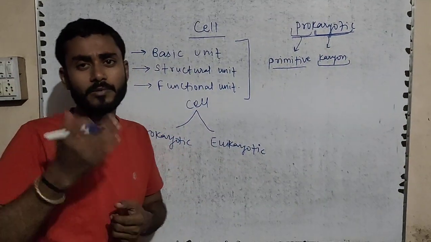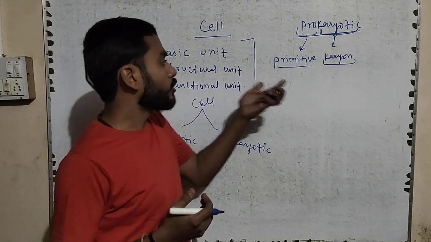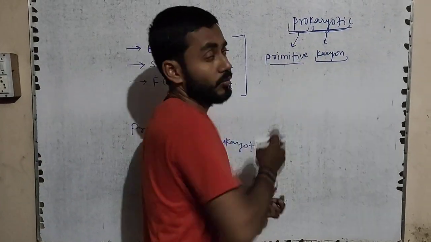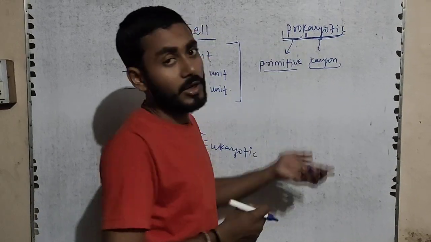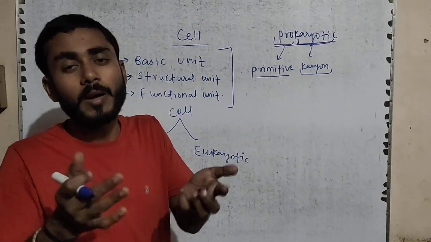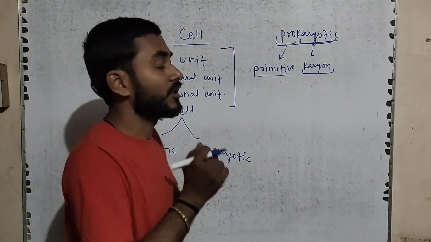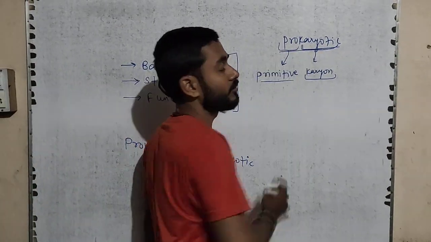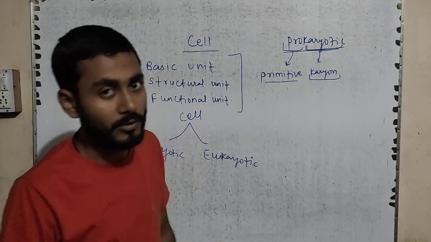What does primitive type of nucleus mean? It means a nucleus which is not bounded by a membrane is called a primitive nucleus. So in prokaryotic organisms, the nucleus is of the primitive type, which means it is not bounded by a membrane. That's why they are prokaryotic organisms, and this type of cell is called a prokaryotic cell.